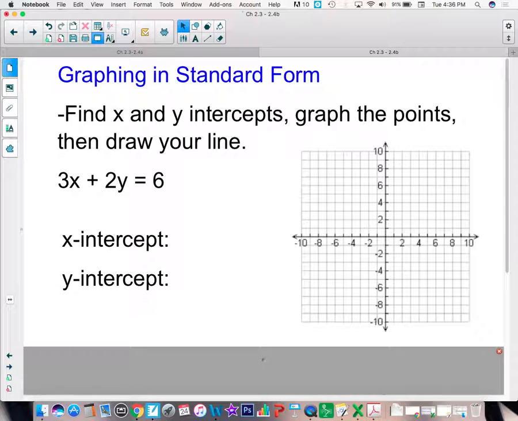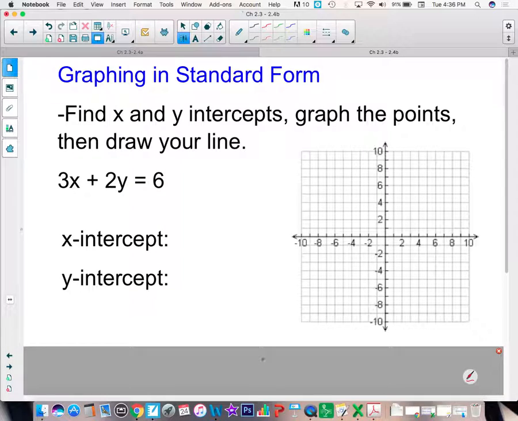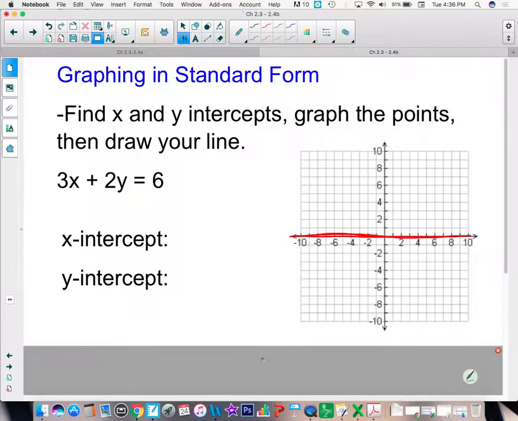Okay, so to get our x-intercept, remember the x-intercept is where it crosses this line. Okay, so hopefully you can see that red ink. Where it crosses that line, think about what the y value is when it crosses that line. Where is it crossing the y-axis, or where does it look like it would cross the y-axis? Your y value is going to be 0, because it's going right through there.